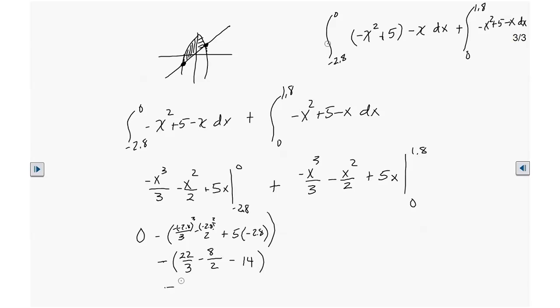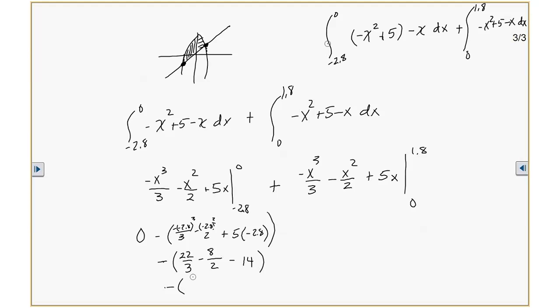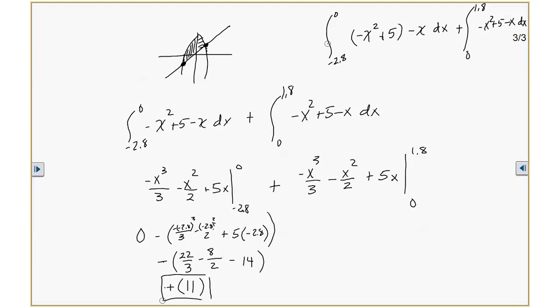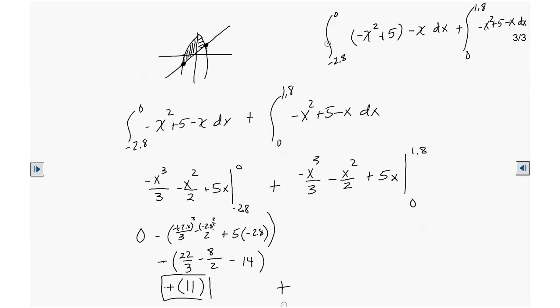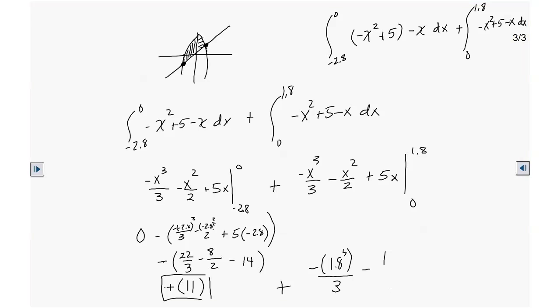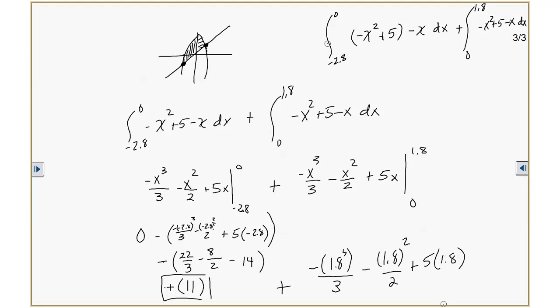And then that's going to be 22 over 3 is 7. 7 minus 4 is 3. 3 minus 14 is negative 11. With a negative out front, be positive 11. Now y'all do the math, see what you get there. What do you get? If you do the actual math, what do you get? I'll let y'all work on that. Plus, it's going to be negative, parentheses, 1.8 cubed over 3 minus 1.8 squared over 2 plus 5 times 1.8. All right, what's 1.8 to the third power?